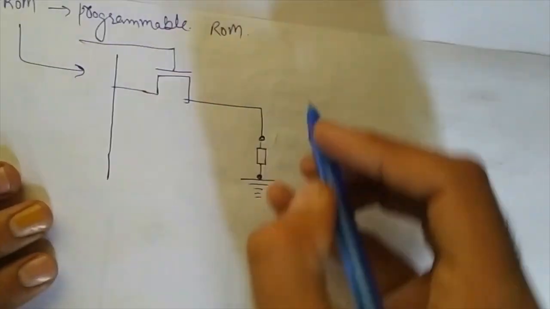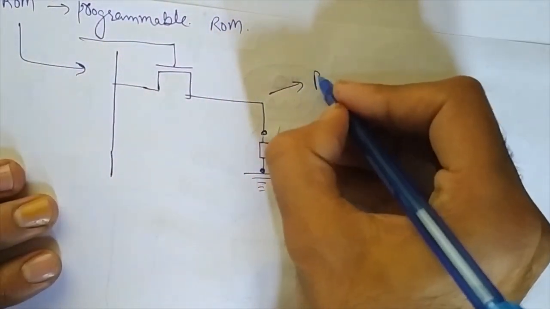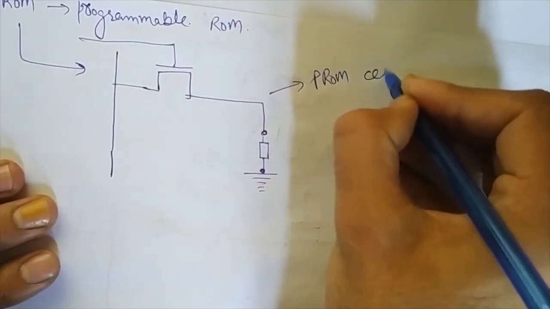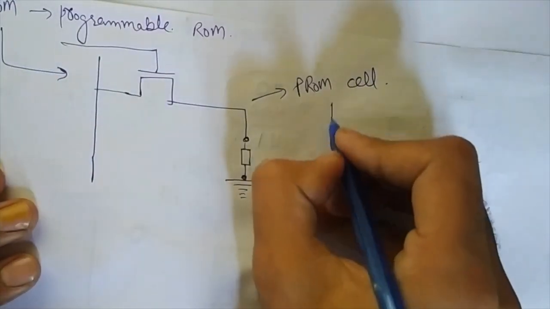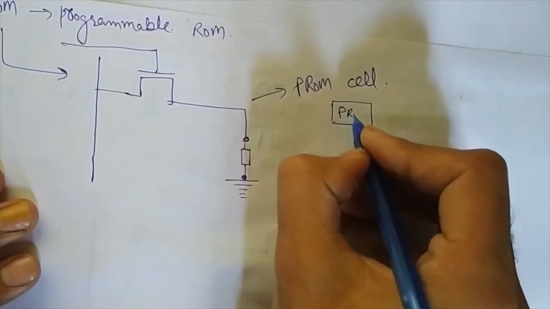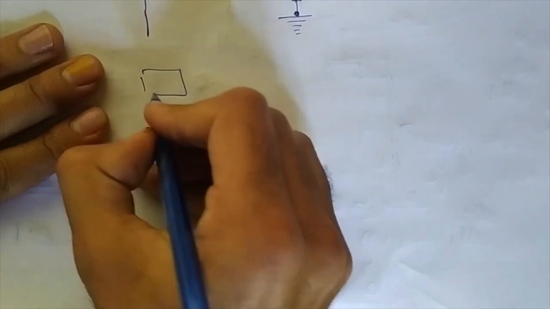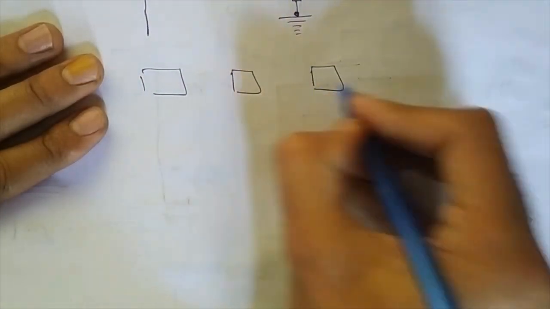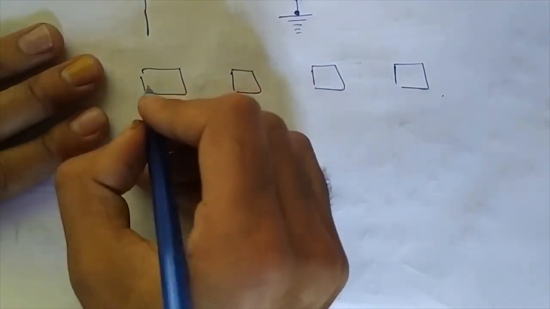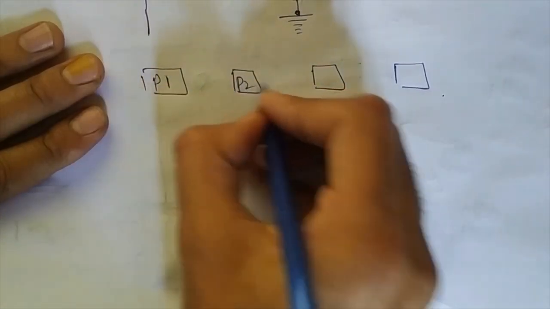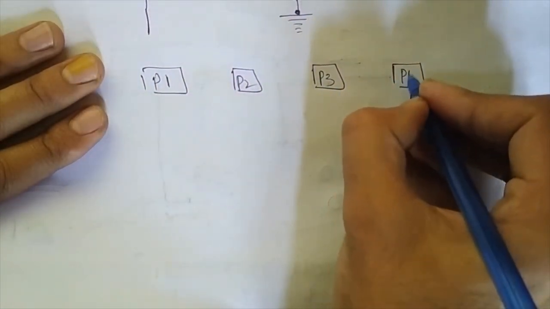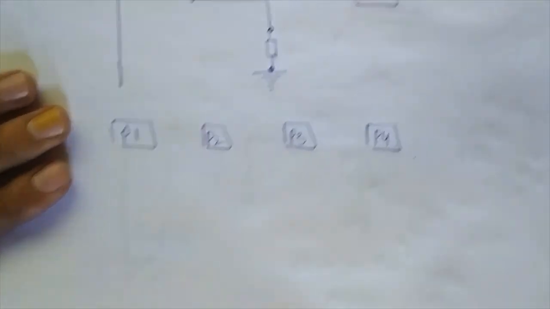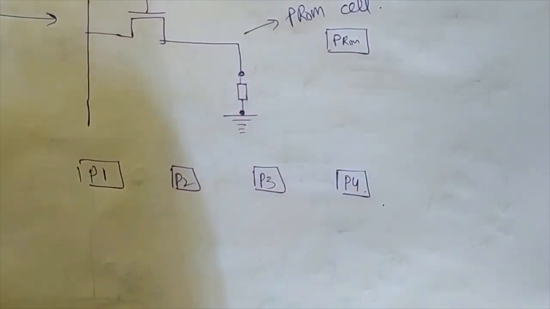Okay, so this is our PROM cell. So our memory will be made of what cells? PROM cells. So let's say I have PROM cells 1, 2, 3. So these are my PROM cells, PROM cell 1, PROM cell 2, PROM cell 3, PROM cell 4. Here I am only showing 4 cells for understanding the concept.